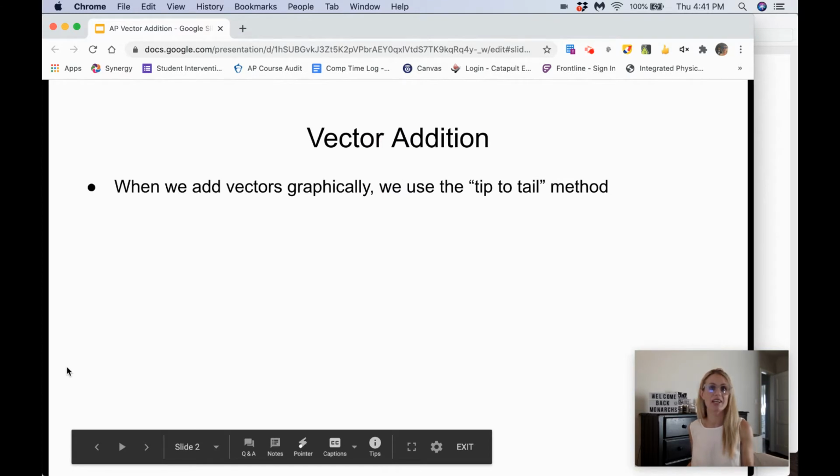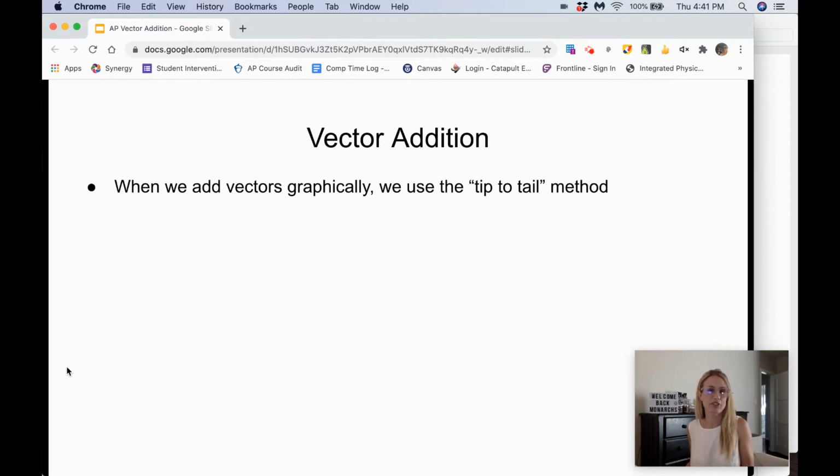When we add vectors together, we use what we call the tip to tail method, which means that the tail of the second vector goes on, you match it up to the tip of the first vector, and you'll see what I mean in these pictures. So we have vector A plus vector B. All I'm going to do is add the tail of vector B to the tip of vector A, and then we can get our resultant vector.